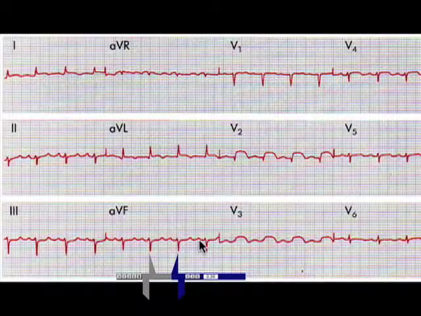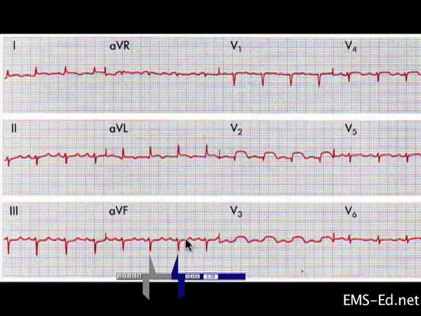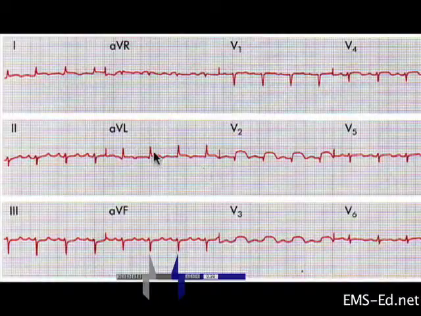There should be a P wave for every QRS and a QRS for every P. These look consistent with those parameters, so there's no second or third degree AV block.